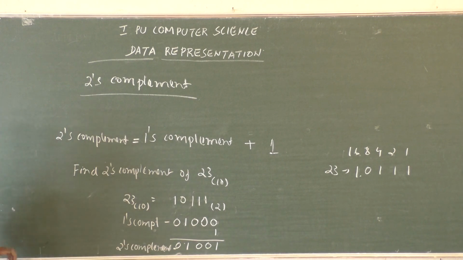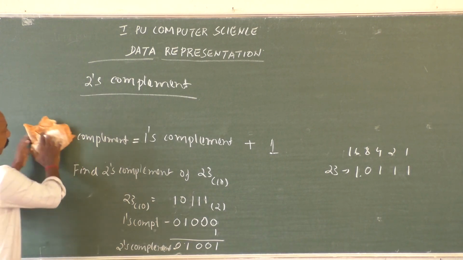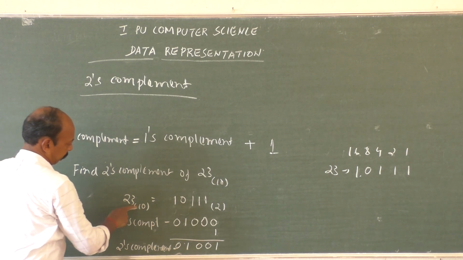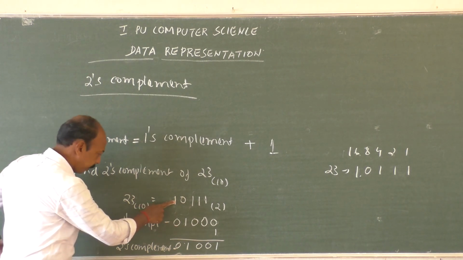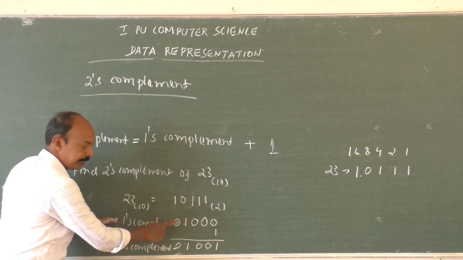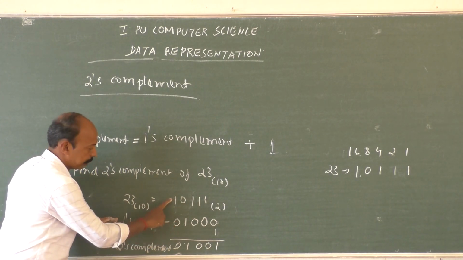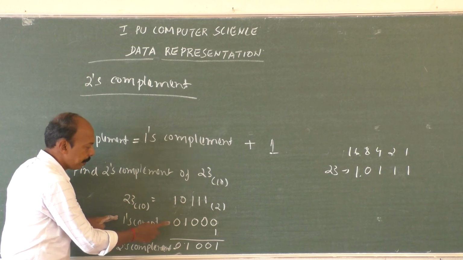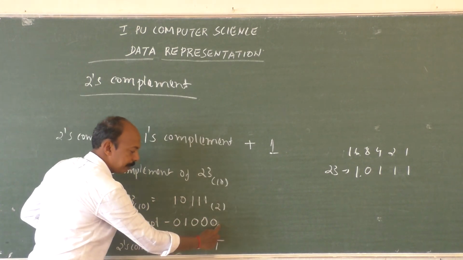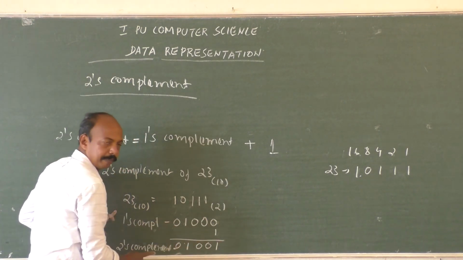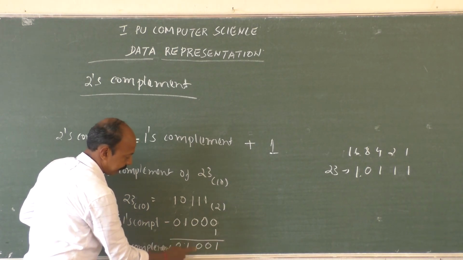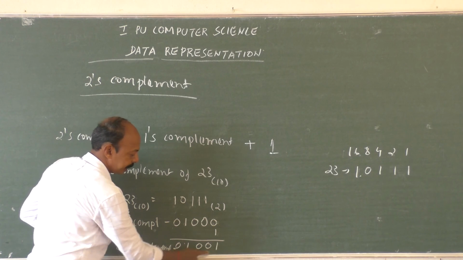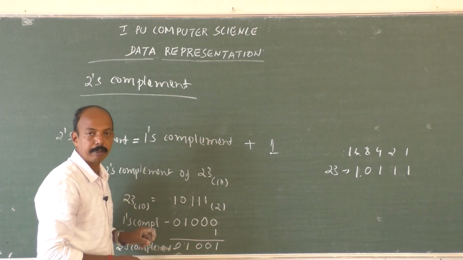Two's complement. A number is given. First write that in binary form. Then get the 1's complement of the given number. 1 becomes 0, 0 becomes 1. It's easy. Then add 1 to the LSB and add it up. 0 and 1 will be 1. Then just write the rest as it is. So we got the answer which is the 2's complement.